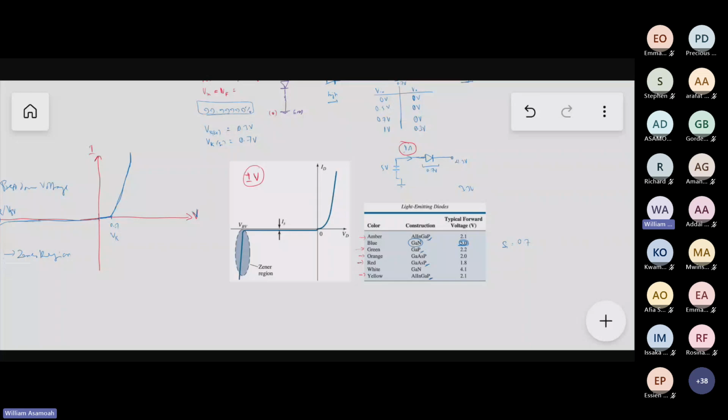Then I told you about the LEDs, the light emitting diodes that we have around us. In fact, your phones, the laptop screen, the phone that you are using to watch me this morning, the screen is made up of diodes. Diodes are so important. Without diodes, I don't know how this world will function. Your mobile phone screens are made up of small diodes. That is why we call them OLED, organic light emitting diodes. That's the meaning of OLED screens.